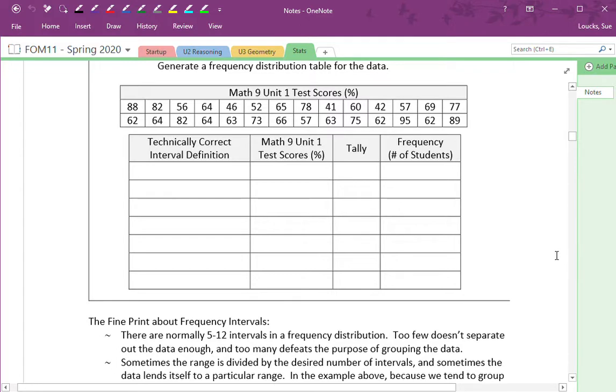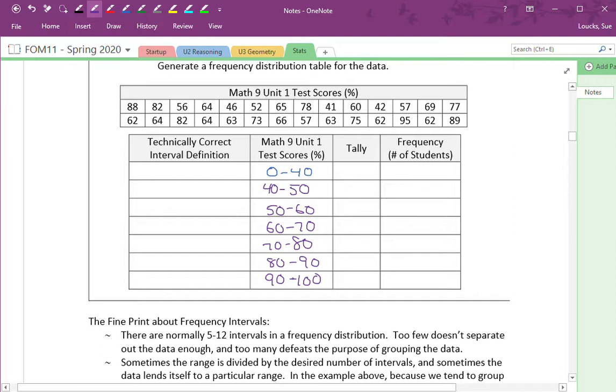Let's do the way we'll actually do it. If I look at the data, there's nothing that's below 40, so I'm just going to make that one range from 0 to 40. And the next one is going to be 40 to 50. And then 50 to 60, 60 to 70, 70 to 80, 80 to 90, and 90 to 100.